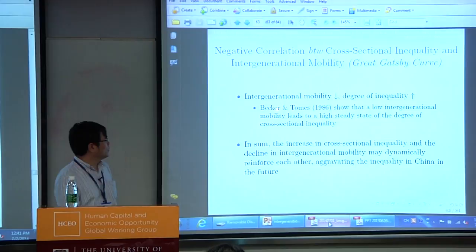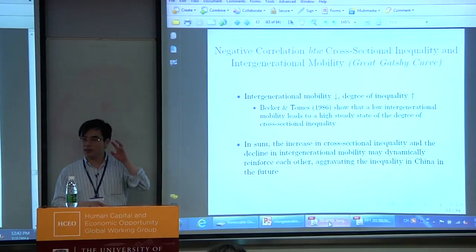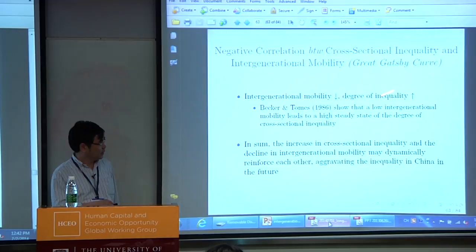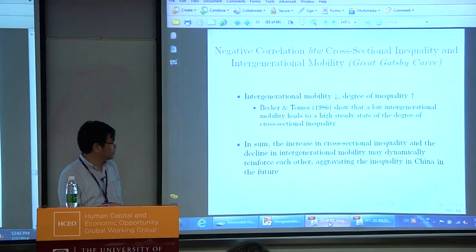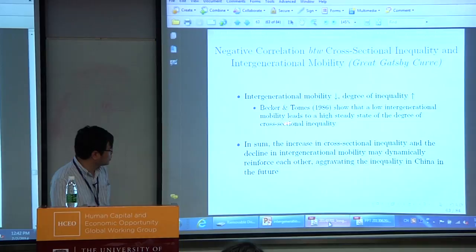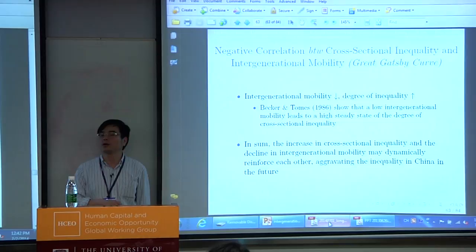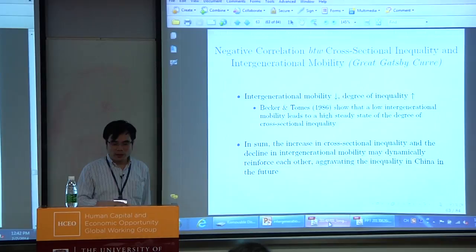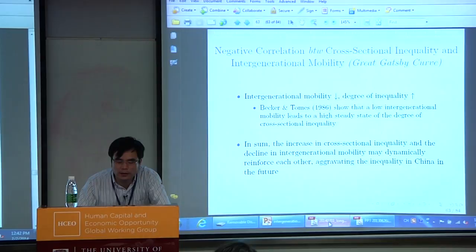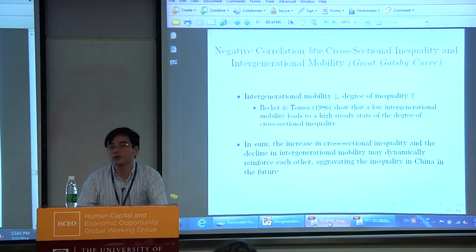Okay, now intergenerational mobility can also impact cross-sectional inequality. Conceptually, if there is an exogenous shock to intergenerational mobility, that can also impact the degree of cross-sectional inequality. Becker and Tomes, many years ago, showed in a simple model that low intergenerational mobility leads to a high steady state degree of cross-sectional inequality. So in summary, the increase in cross-sectional inequality and the decline in intergenerational mobility may dynamically reinforce each other, aggravating inequality in China in the future.